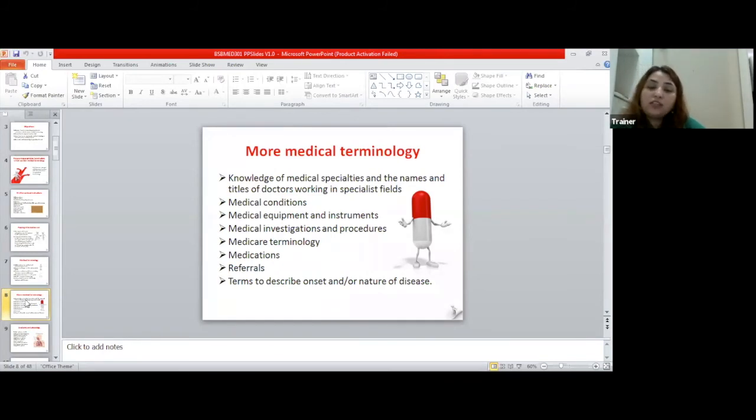What else? Medical specialty. Your cardiac ward has your cardiologist or cardiac surgeon. The cardiologist will diagnose, the cardiac surgeon will perform the surgery. Neurology department, neurologist or neurosurgeon. Orthopedic ward, you have your orthopedic surgeon.